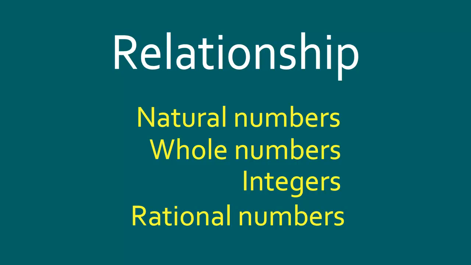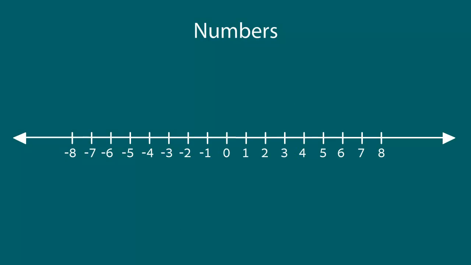Relationship between natural numbers, whole numbers, integers and rational numbers. We have learned a number line consists of all of these integers from minus infinity, minus 8, minus 7, all the way minus 1, then 0, then all these positive numbers going up to plus infinity. This is a number line.